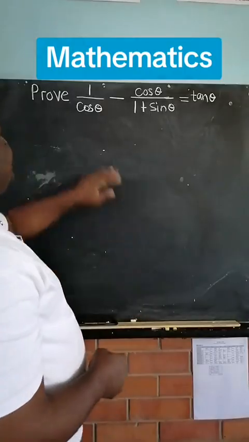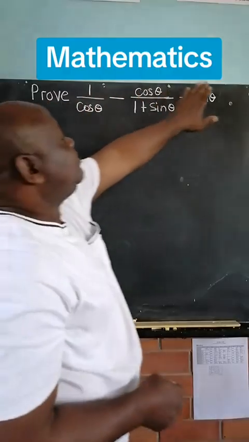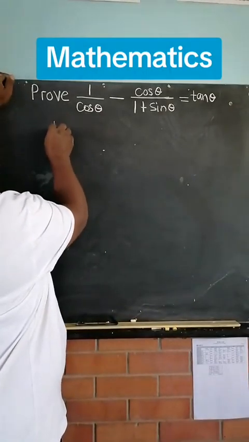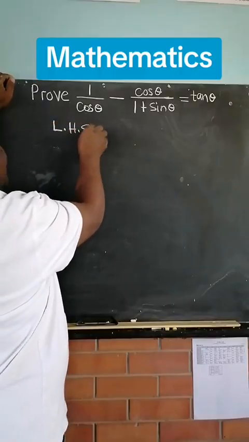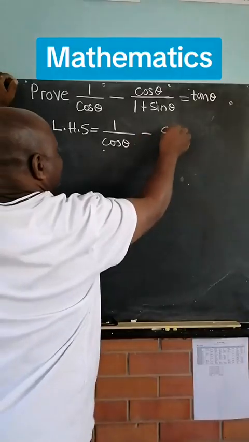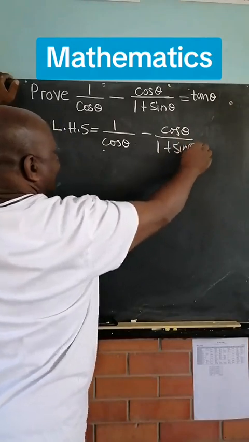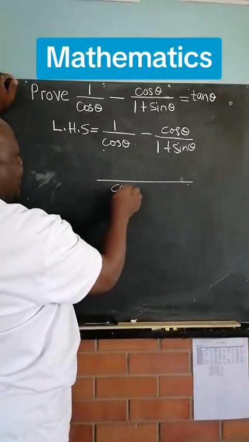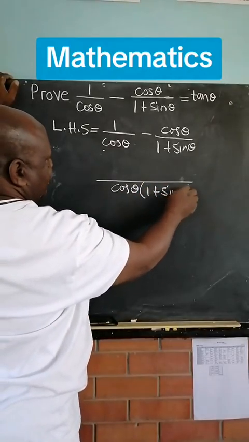Let us look at this trig identity. We want to prove that the left-hand side will be equal to the right-hand side. What we do is we take the more complicated side, which is the left-hand side. In this case, our left-hand side is equal to 1 over cos theta minus cos theta over 1 plus sine theta. We have a fraction where we can just find the lowest common denominator, which is a composite factor of this and this.